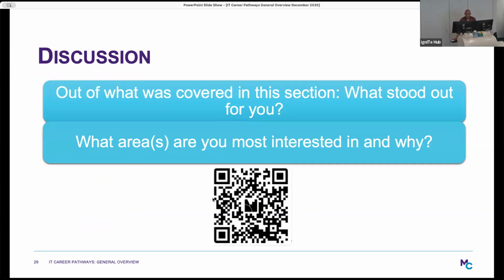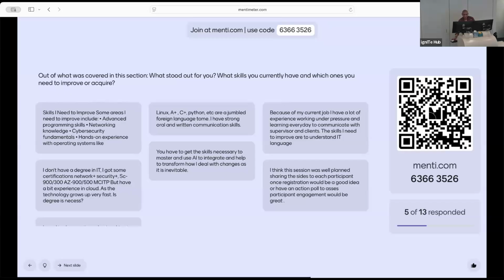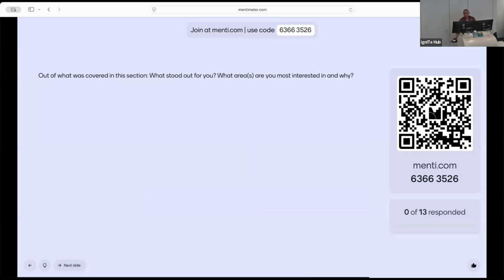So let's go again to the discussion of what was covered in this section. What stood out for you, and what area or areas are you most interested in, and why? So let's go to the Mentimeter again. All right, and then let me move the slide. All right, so thank you. Right, so let's take a minute. Again, I would like to hear your opinions of what was covered, what was the thing that stood out for you, and what areas you are interested in, and why you're interested in that particular area.